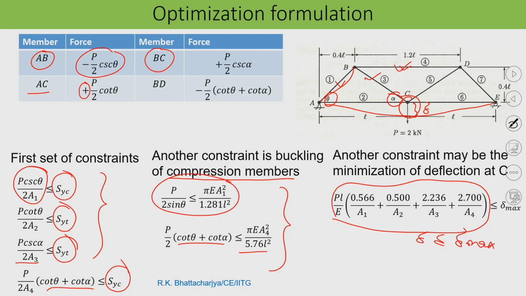Once you put that, your truss will also be safe from the deflection point of view. Whatever values of cross section you get will give a structure where the deflection will be less than your delta max. So, I can define this as your delta max.